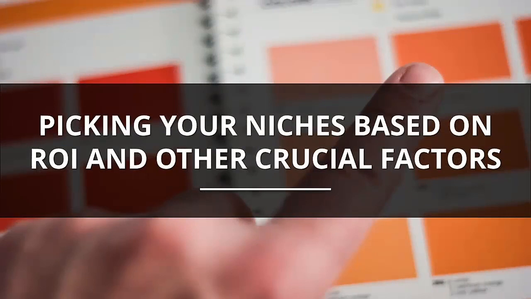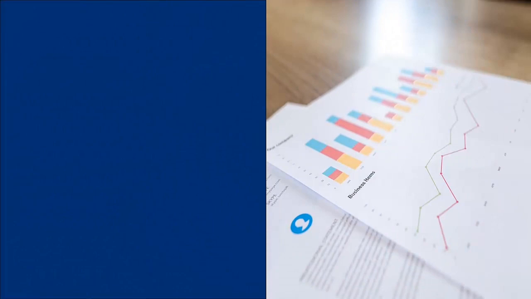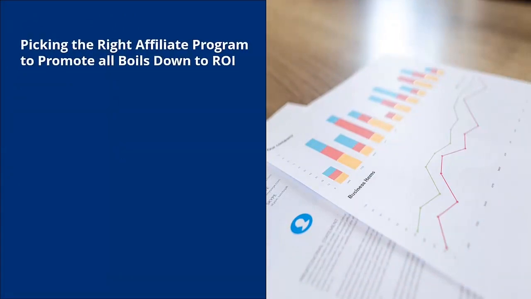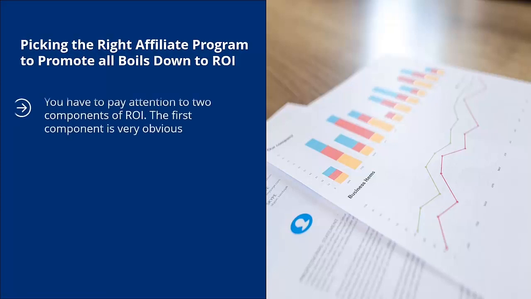The videos that follow will step you through these key decisions, picking your niches based on ROI and other crucial factors. Make no mistake, if you want to succeed with your affiliate marketing business, you have to focus on ROI. If you have a fuzzy idea of what return on investment means, you're playing the wrong game. Picking the right affiliate program to promote all boils down to ROI. You have to pay attention to two components of ROI.